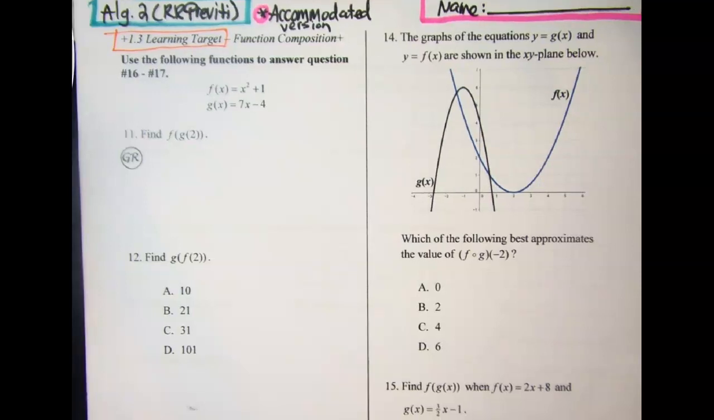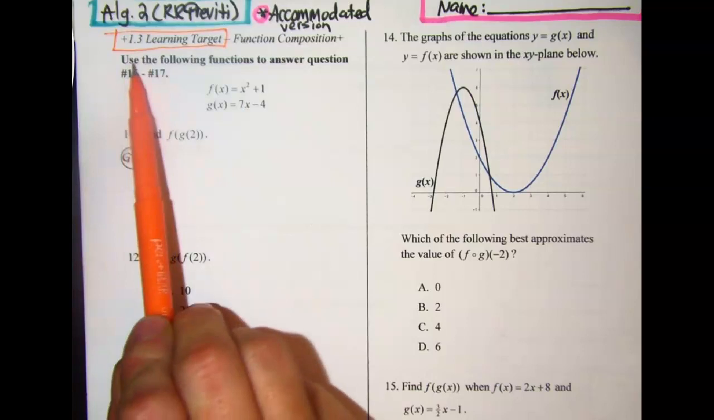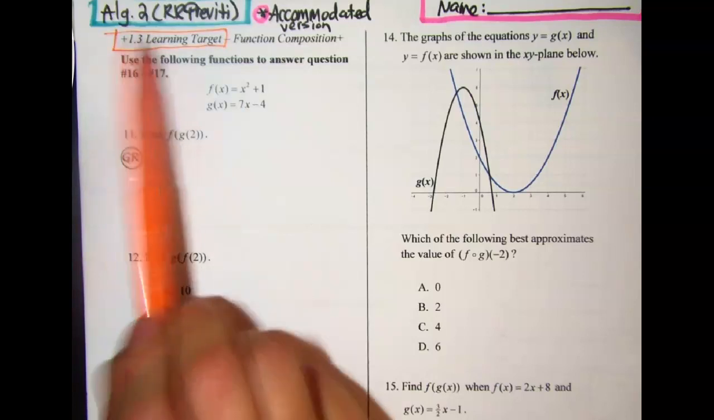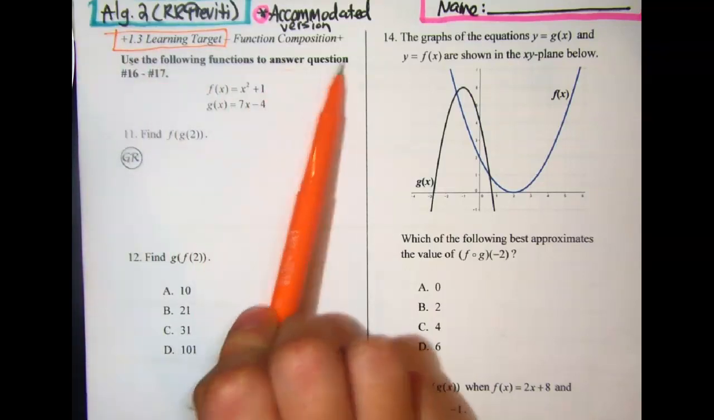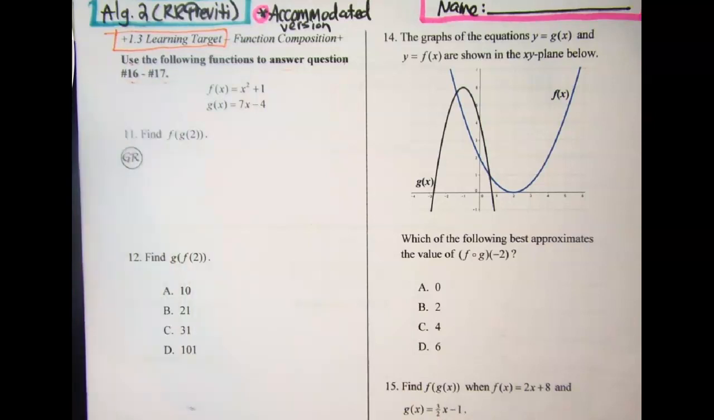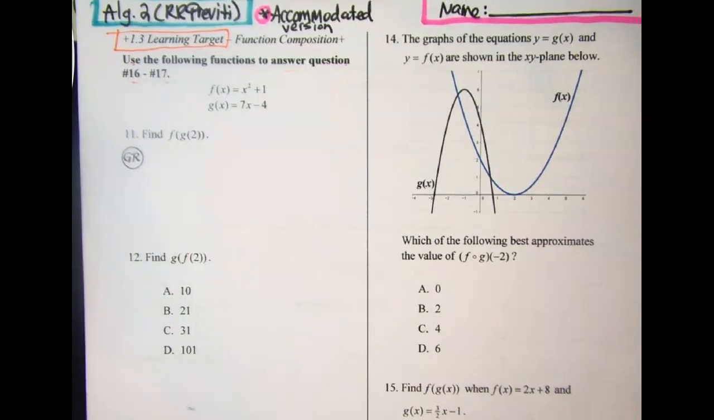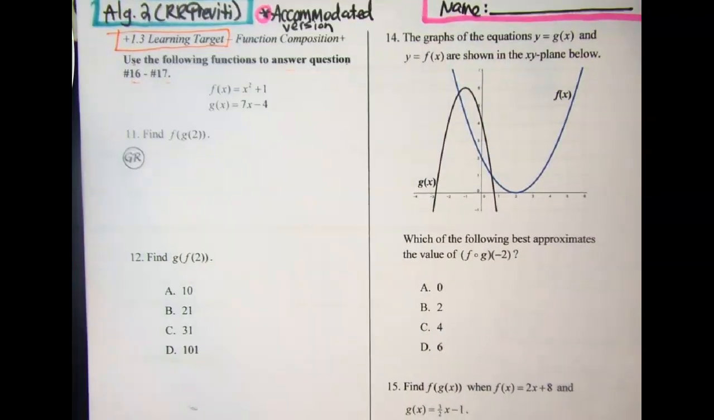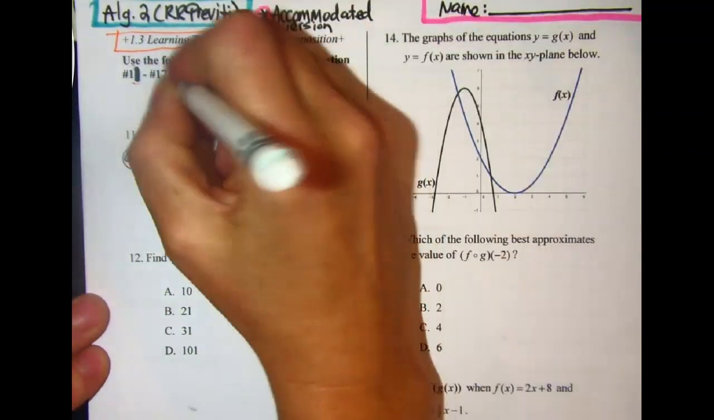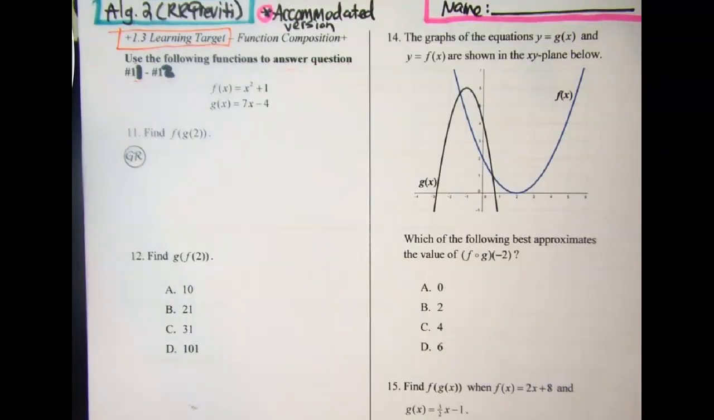There's a little error here because we've numbered, but it says use the following functions to answer questions 16 and 17. This should say on your test, because you have the correct version, for 11 and 12. So that's just a little error on mine, not on yours.